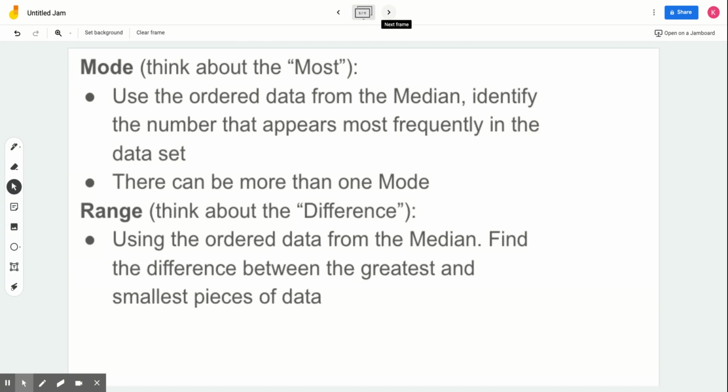The range, this is the difference between the minimum and the maximum of the data set. So again, we use that ordered data from the median and we find the difference between the greatest and smallest pieces of data. So we subtract them.